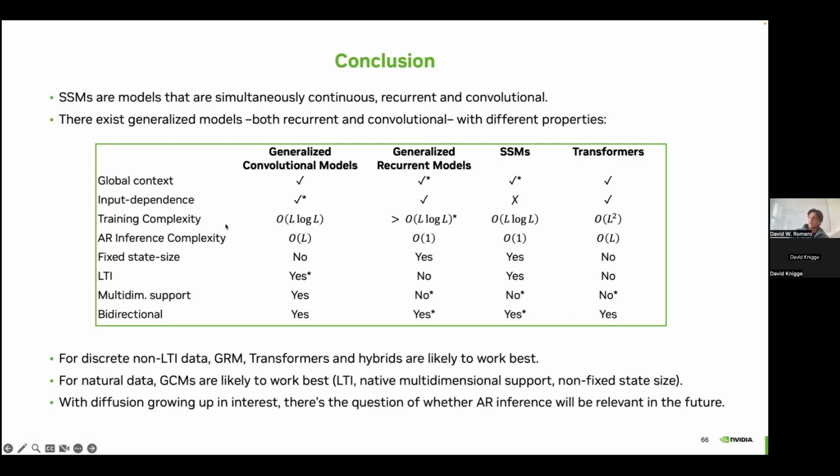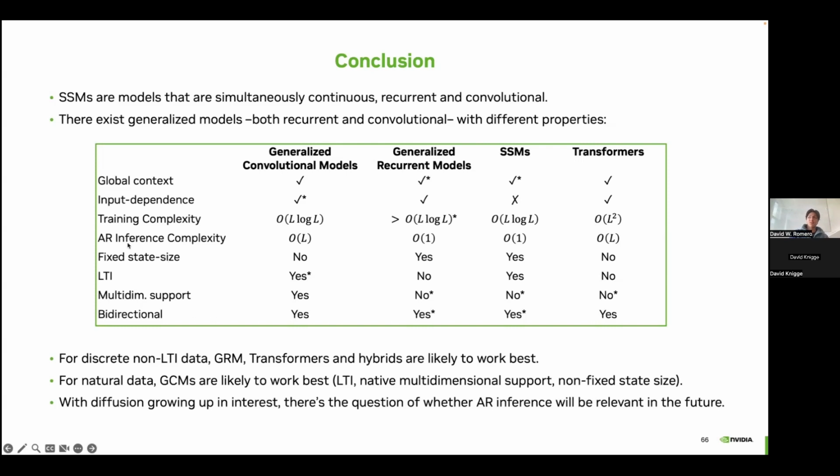In terms of training complexity, we have the generalized convolutional models and the SSMs. They have L log L. So those are the fastest. We have transformers, which are quadratic, and we have generalized recurrent models, which are higher than L log L, but they're still linear. So they are lower than quadratic, right? And the reason this is not L log L and it's there with an asterisk is that in principle, when you do the parallel scans, you would also have log L complexity, but because they have this associative operation that is doing multiplications with itself, it's going to be higher than that, right?